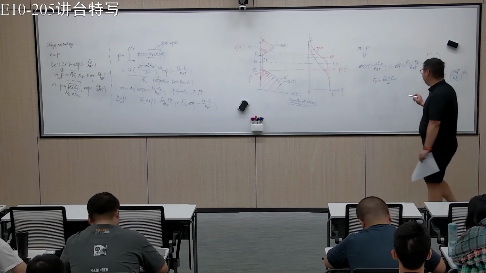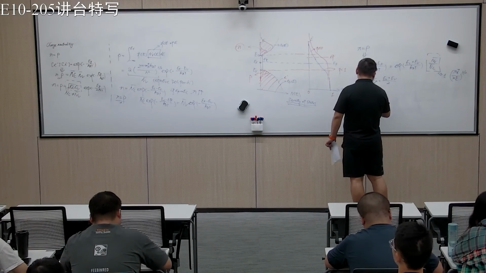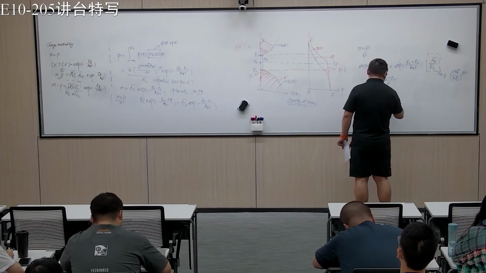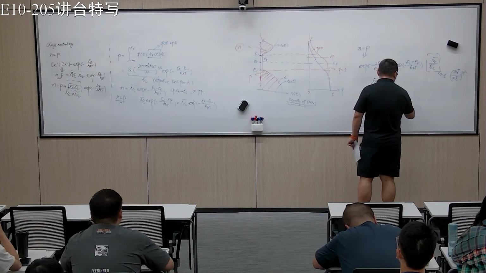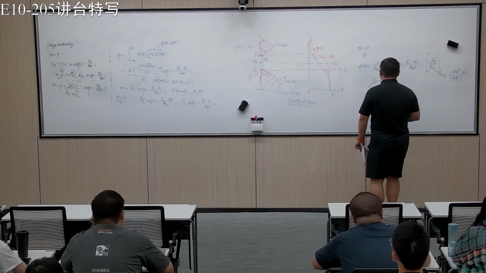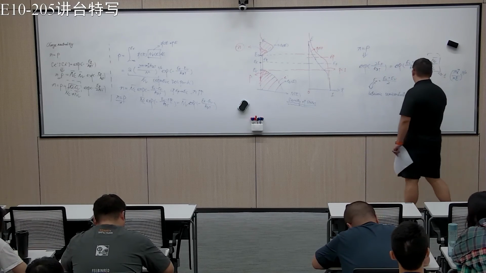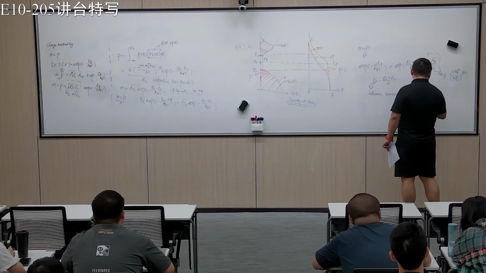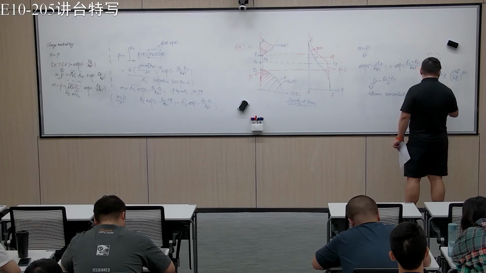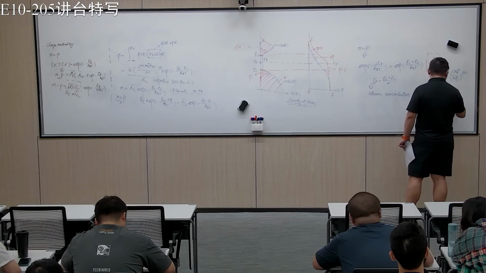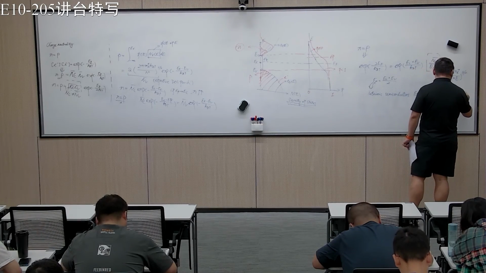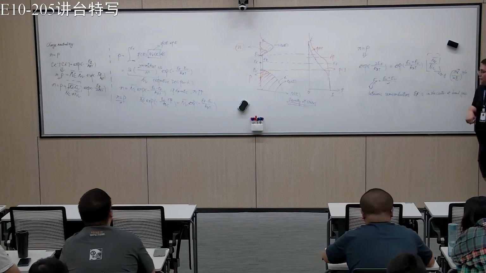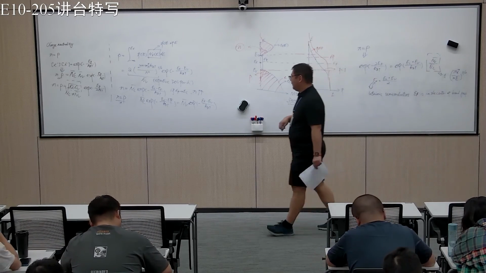Right, so this is basically an intrinsic semiconductor. E_F is in the center of the band gap. You can see from this one. Okay, so that's not finished.